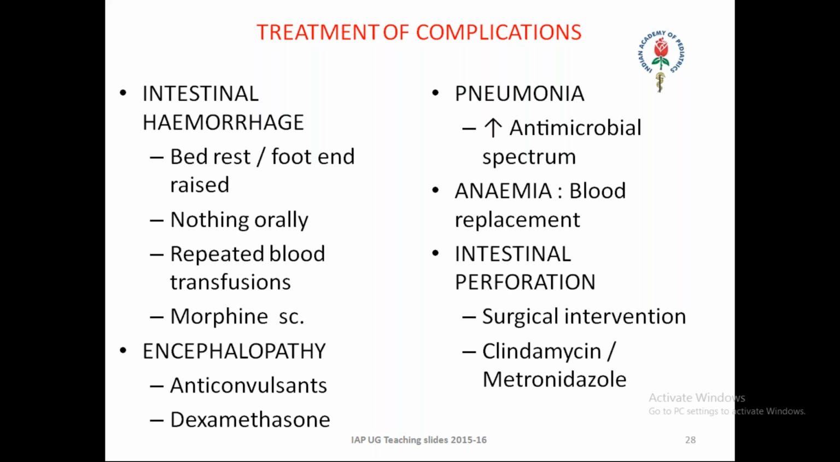To prevent seizure. In pneumonia, increase the antimicrobial spectrum and treat with antibiotics. In anemia, blood replacement. Intestinal perforation needs surgical intervention, that is the most complicated and severe form. You give antibiotics like clindamycin and metronidazole.